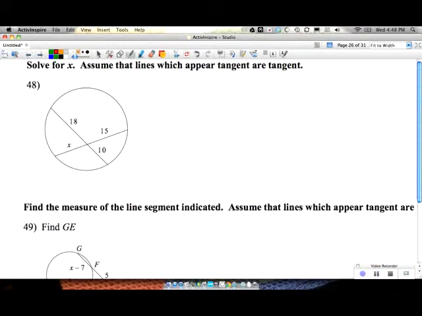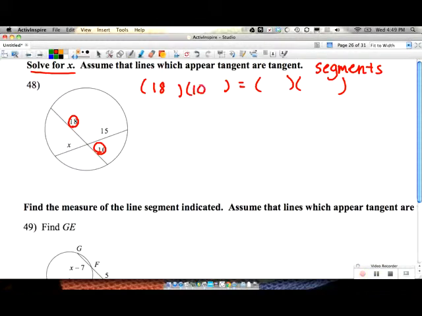So 48 here. Now we got segments. It says solve for x, and we're looking at segments. And when you have segments, it's going to be a piece times another piece is equal to another piece times another piece. So you're always going to have this relationship. Right? Two things multiplied equals another two things multiplied. Well then, that means in this case I'm going to have 18 times 10, and then the other two, x and 15. So that's going to be 15 times x.